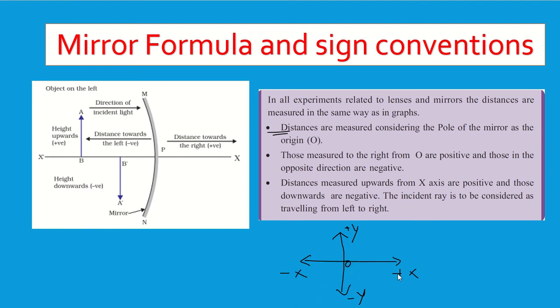So we know when you move towards right side, it is positive. When you move towards left side, it is negative, right? When you move above, it is positive. When you move below, it is negative. So this is a basic thing you know, according to the Cartesian axis, right?